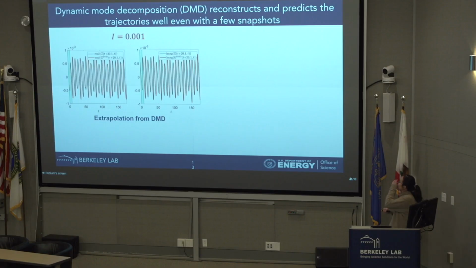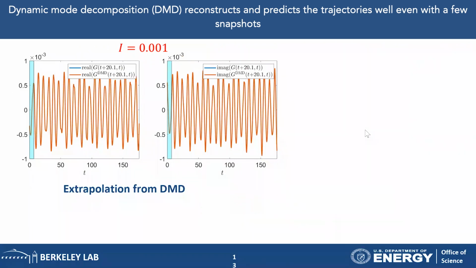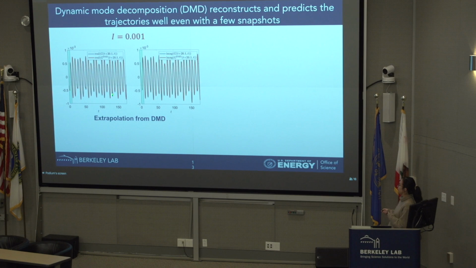The last observation is that DMD can reconstruct and predict the trajectories well, even with only a few snapshots. Here, the time step is 0.1, and we take about 70 snapshots. But we can see that there is not even a complete wave inside the sampled window, but we can already use DMD to do a very good extrapolation until a very long time, like t equals 200.